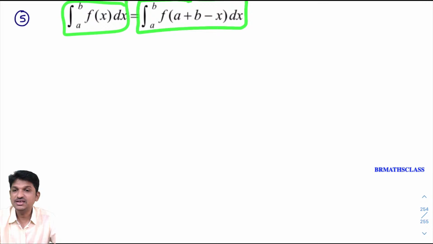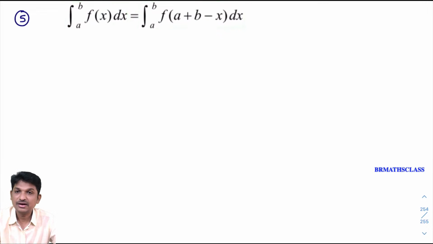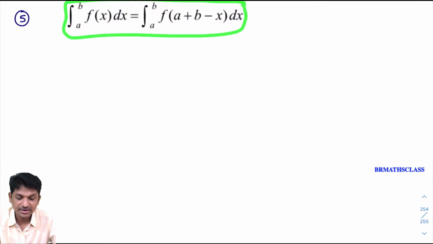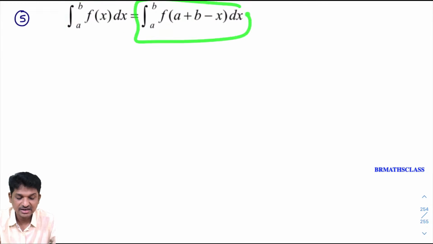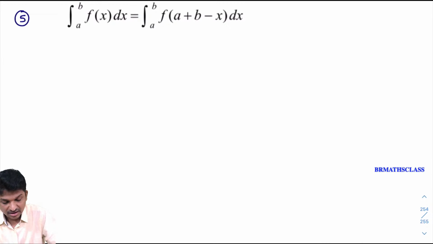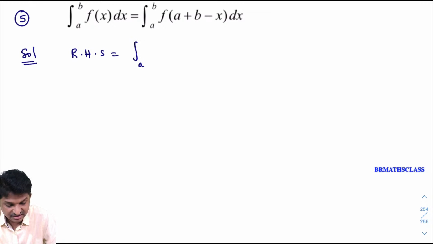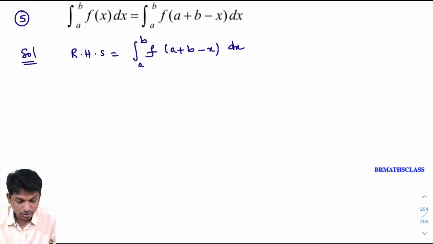This derivation is very easy. I'll do the derivation of this result by substitution method. In substitution method, first I'll take RHS. Derivation. Take RHS. What is RHS? RHS is like this. First, I take RHS and I'll prove LHS. Integral of f of a plus b minus x dx. Okay, I need to evaluate this.